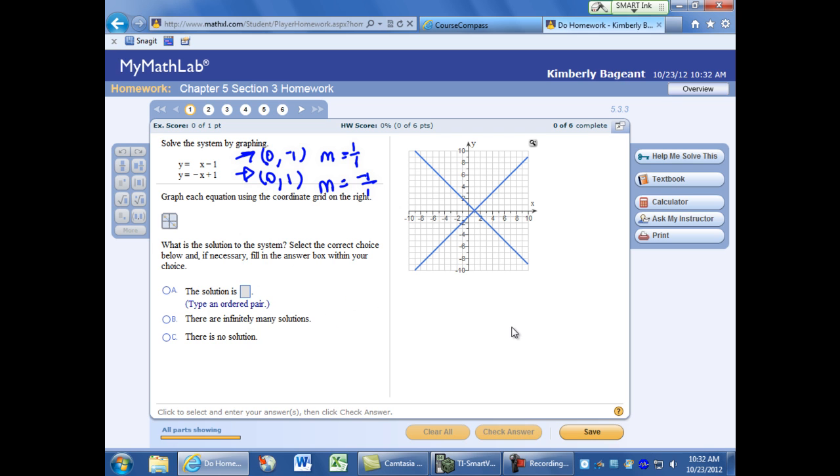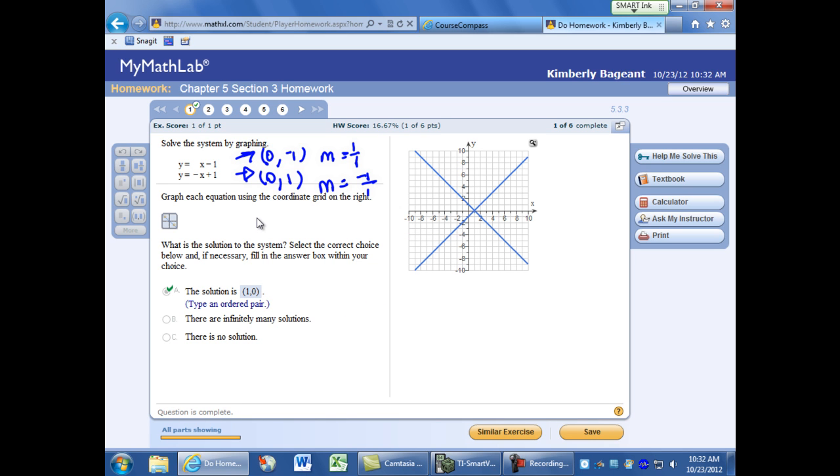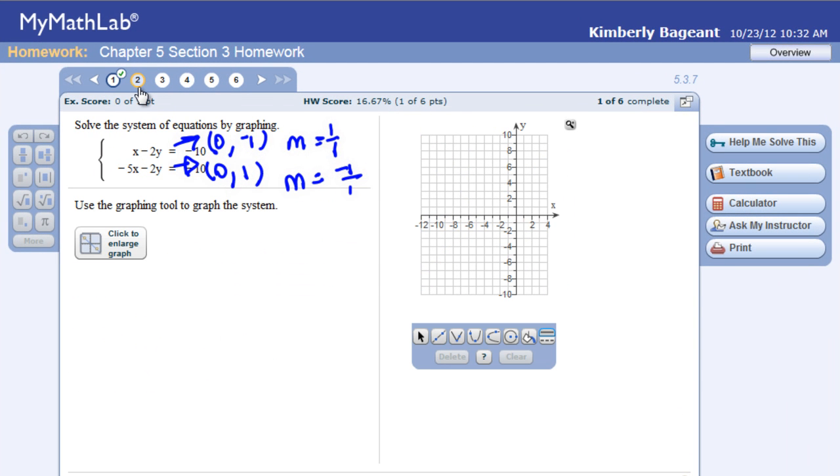It says, what is the solution to the system? Select the correct choice below, and if necessary, fill in the answer box within your choice. We do have a solution because our lines intersect. So the solution is an ordered pair, 0, comma 1. Oops, I wrote it backwards. Sorry about that, you guys. 1, comma 0. There we go. Fantastic. Alright, so let's do another one just to be safe.